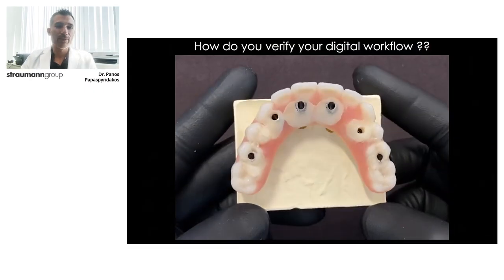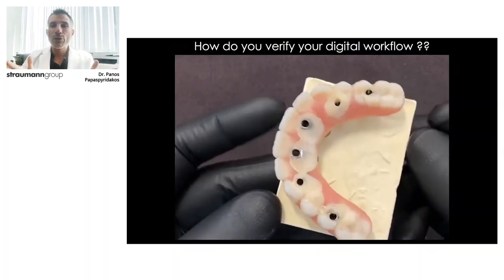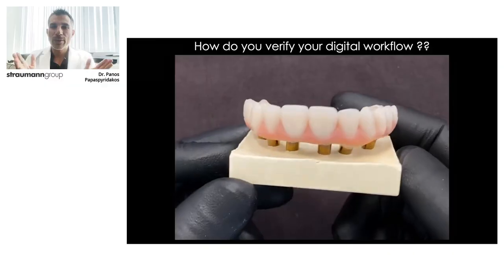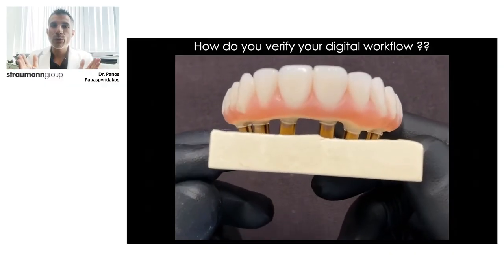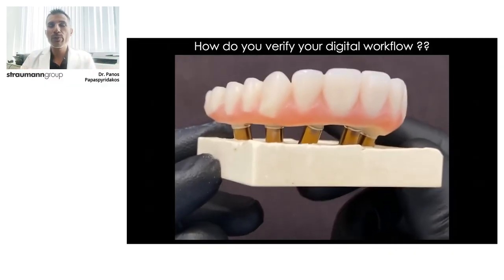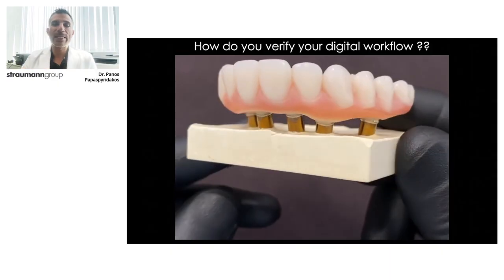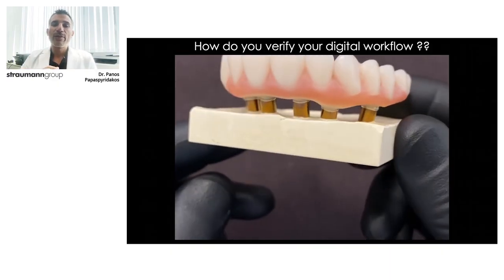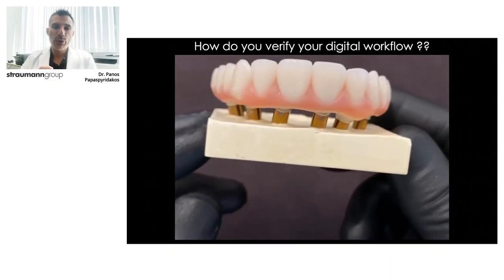Now, digital technology is a beautiful tool to use. However, how do you verify your digital workflow? And I would like to conclude my presentation with this because this is key. So the verification jig is crucial. And you can easily fabricate a verification jig intraorally by connecting temporary abutments or impression copings and splinting them together and then connecting analogs and pouring a cast that will serve as your verification jig.